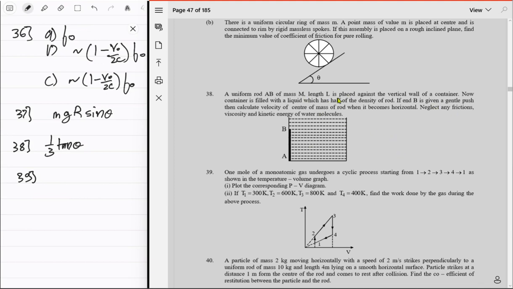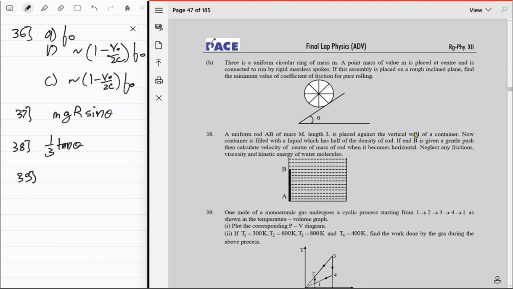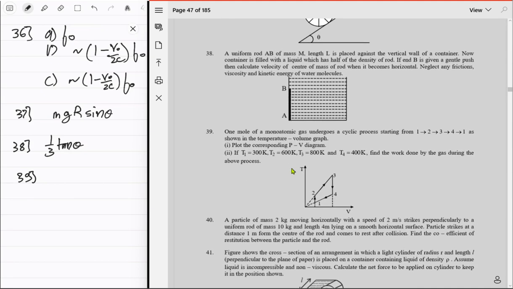Initially it's just mass m, length L, placed against the vertical wall of the container. Now there is a continuous stable liquid, which is half the density of the rod. If the end B is given a gentle push, calculate the velocity of center of mass of the rod when it becomes horizontal. Neglect any friction, viscosity, and kinetic energy of water molecules. Nice. Okay, what do you want? Calculate the velocity of center of mass of the rod when it becomes horizontal. Interesting.